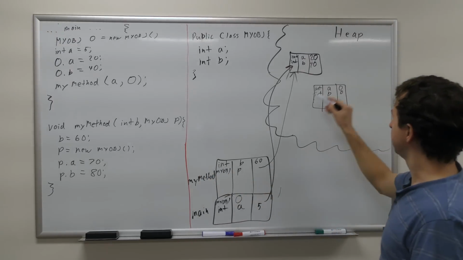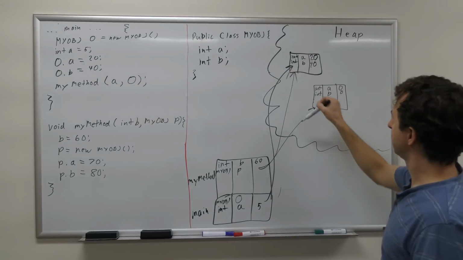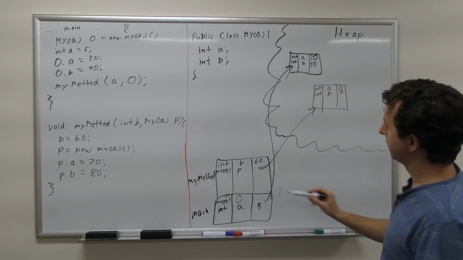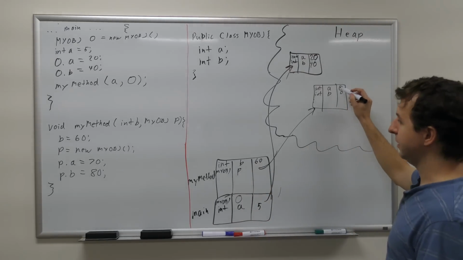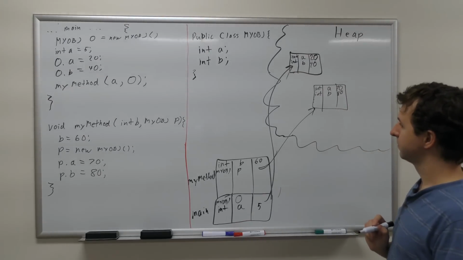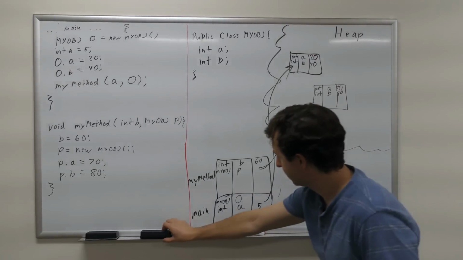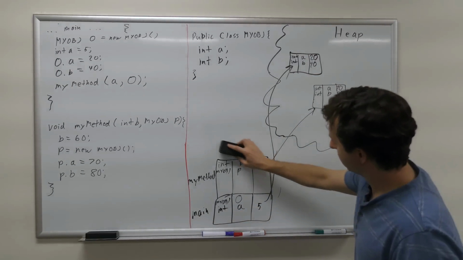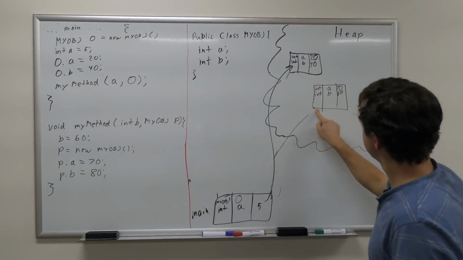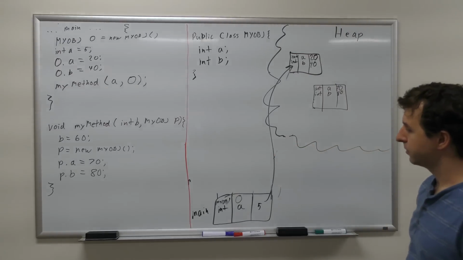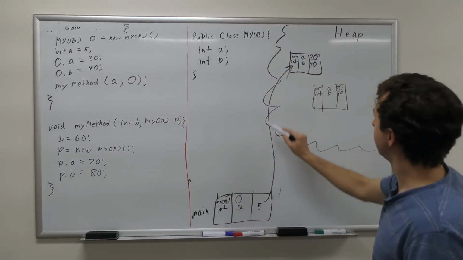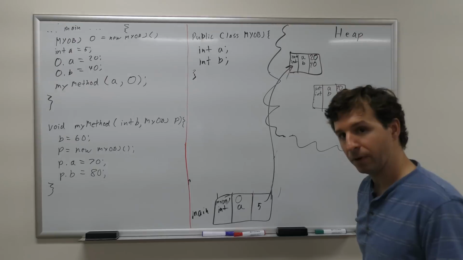And now we assign P equal to a new myObject. And set P.A equal to 70 and P.B equal to 80. Okay, at this point, the method returns, and we pop this off the top of the stack. So, what is the value of O here, .A and B? Well, O.A is still 20 and O.B is 40.